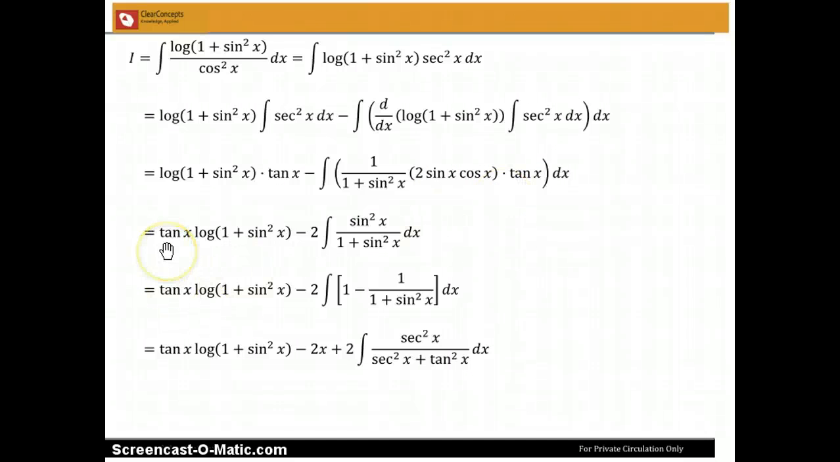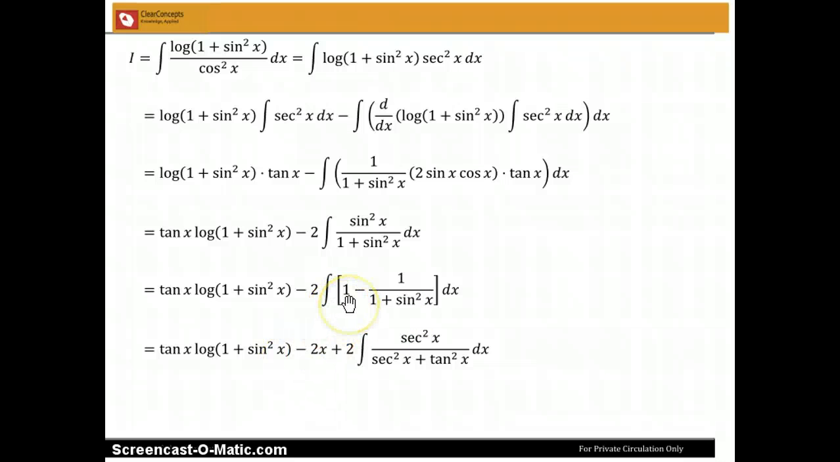So now moving things around, I get tan x log 1 plus sine squared x, and then I get minus 2 times the integral of sine squared x divided by 1 plus sine squared x dx. So I keep the thing that we already integrated in the first term as it is, and then the integrand which remains here, I write that as 1 plus sine squared x minus 1 divided by 1 plus sine squared x, which is 1 minus 1 divided by 1 plus sine squared x. That's pretty straightforward.